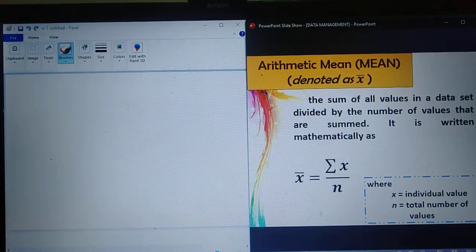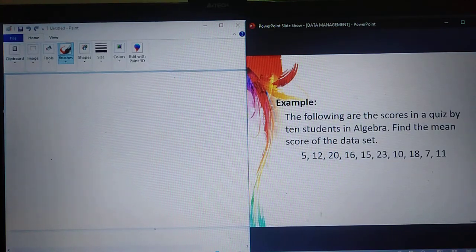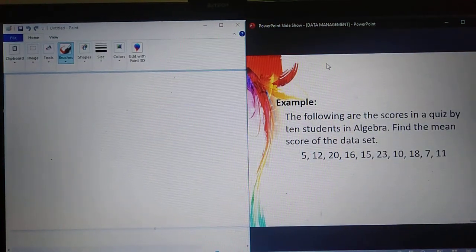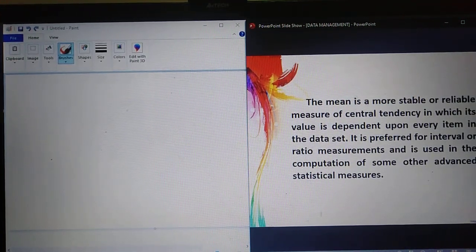Ang gawin mo lang diyan is get the sum of all the data set, and then divide it by the number of values that are summed. Okay. I-add mo lahat yung mga data, and then i-divide mo kung ilan yung data. And sabi nga pala dito, the mean is the more stable or reliable measure of central tendency, whose value is dependent upon every item in the data set. So, mas stable si mean. Stable and reliable siyang gamitin.